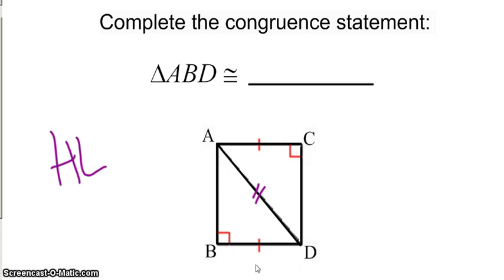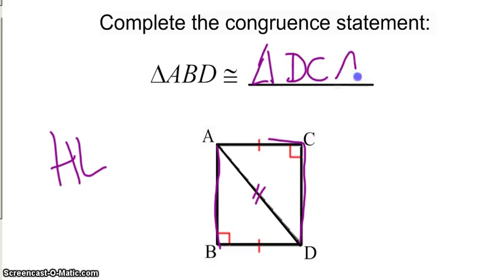ABD, and you'll see A is up here, it goes down to B, so I have to go from D up to C over to A. So triangle DCA.